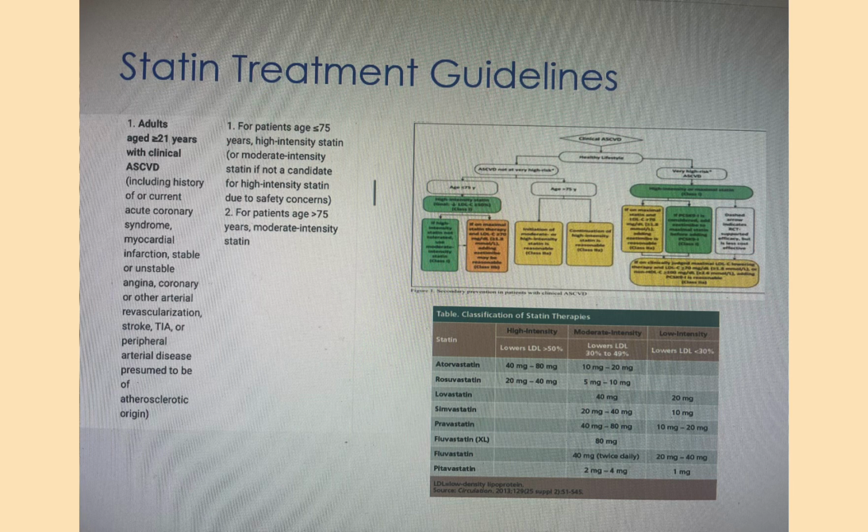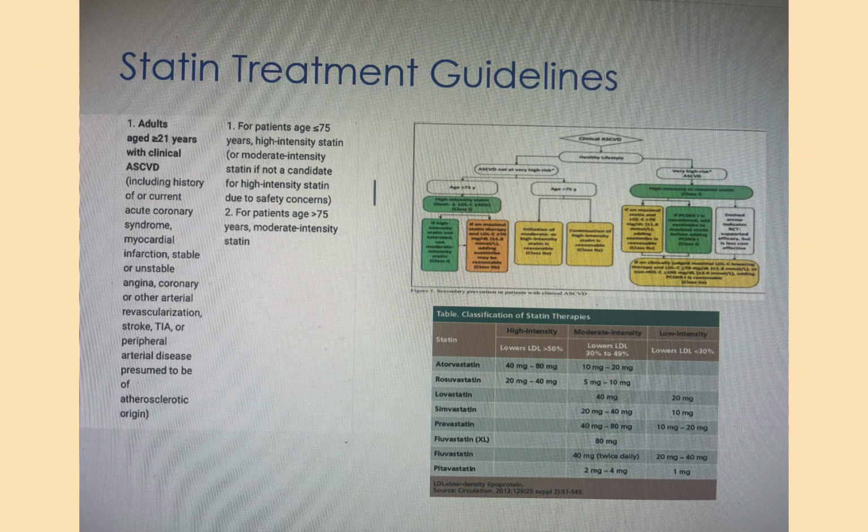So the high intensity statin, again, you can see in the chart, atorvastatin 40 milligram to 80 milligram, rosuvastatin 20 to 40 milligram. And for moderate intensity statin, either reduce the dosage of those statins or use popular ones, pravastatin 40 to 80 milligram, and simvastatin 20 milligram to 40 milligram. Then if still the LDL-C is greater than 70, they are recommending to start ezetimibe.